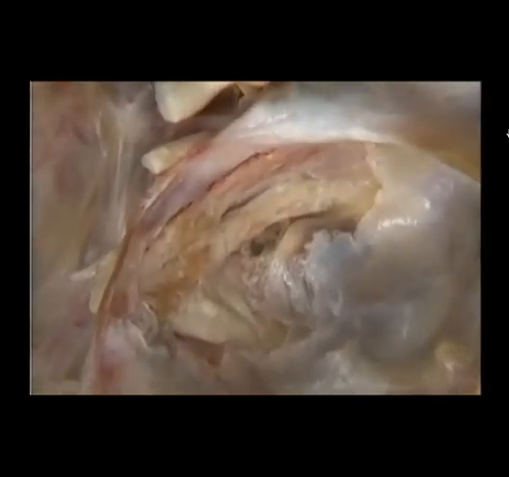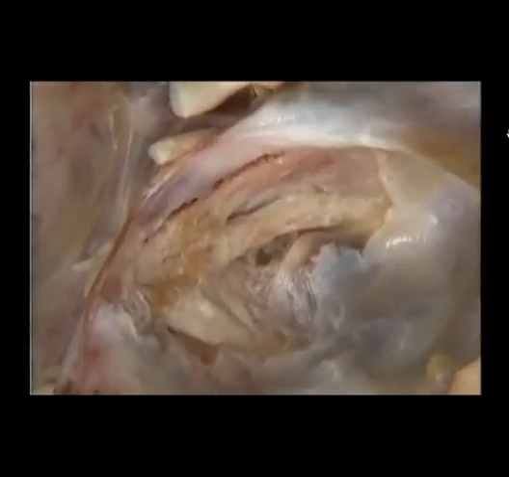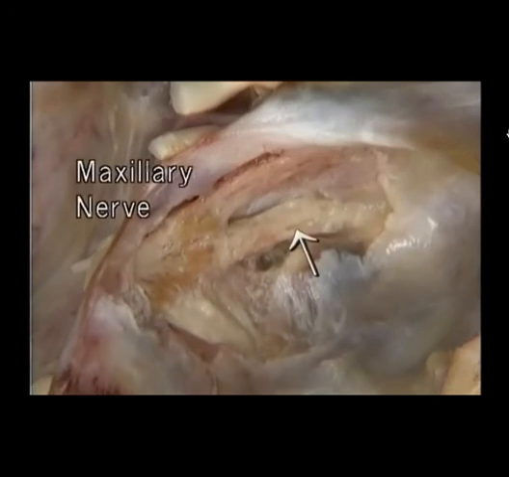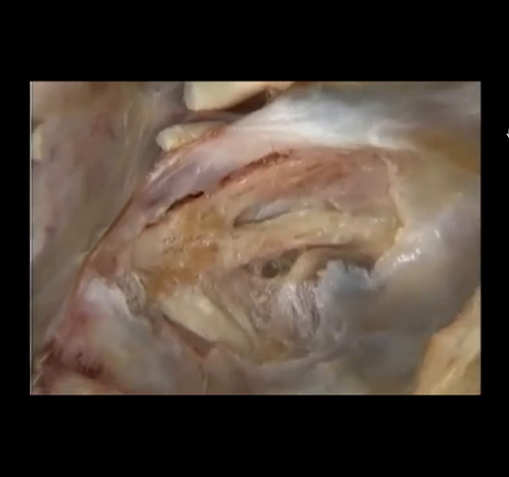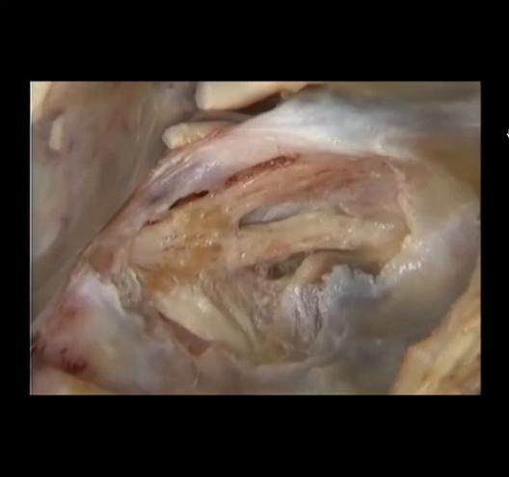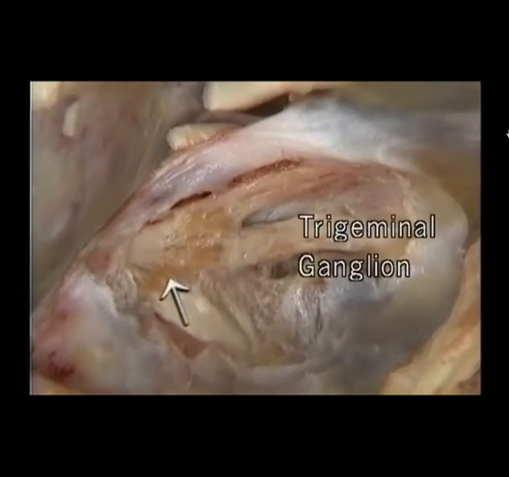Here is the trunk of the nerve, and here are its branches: the ophthalmic, the maxillary, and the mandibular. All the sensory fibers of the fifth nerve synapse in this huge ganglion, the trigeminal ganglion.